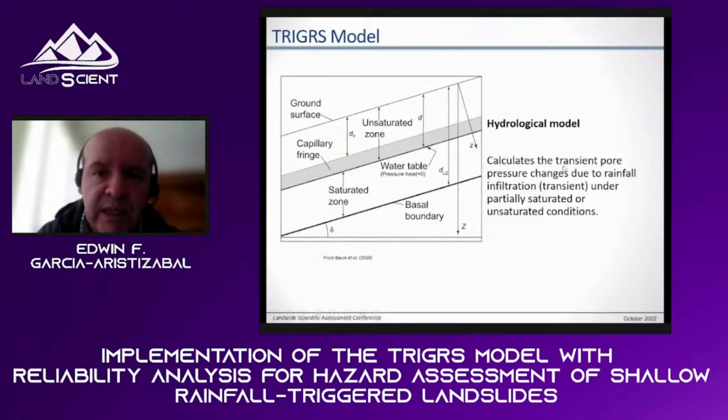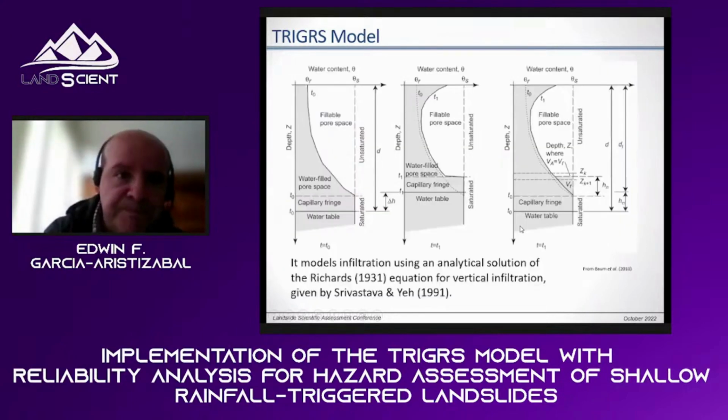This is very important. It means that I can calculate the volumetric water content within the soil at different steps or different times, according to the rainfall applied to the soil. This calculation can be made under partially saturated or totally saturated conditions. This is one of the advantages of the model.